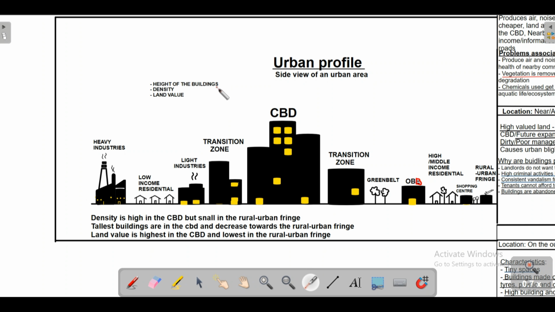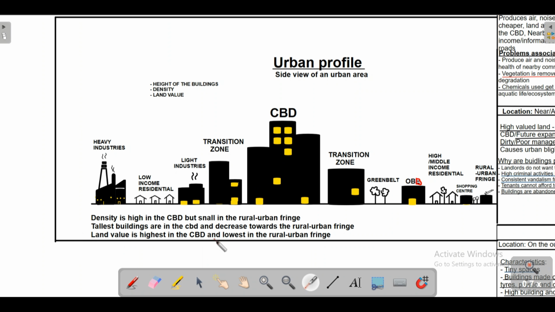Now, taking a look at the height, guys, what happens to the height as I move away from the center or from the city center? The height decreases, right? That's what we see. So you have the tallest buildings in the CBD, and then the height decreases as you move towards the edge of the urban area, right? As well as density. The density is high in the CBD because, well, informal settlements also have a high building density as well as your low income residential. So density is high here. The general trend is that you have a high density in the CBD, and as you move towards your rural urban fringe, the density decreases.